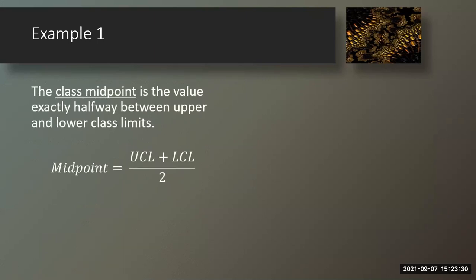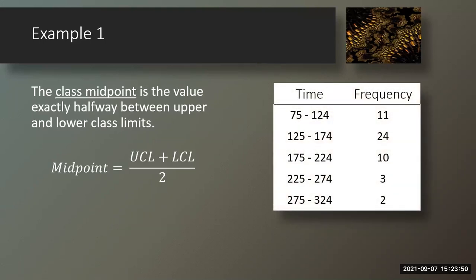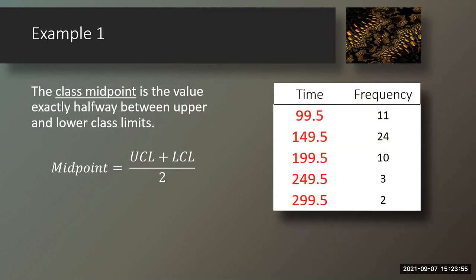The class midpoint is a value exactly halfway between an upper and a lower class limit. We actually need a formula here. You can see that formula. The midpoint is equal to upper class limit plus lower class limit. That's our numerator, and we'll divide that result by 2. So if we take a look at our data there, 99.5 is what I get when I add the upper and lower class limit and divide by 2 for the first class, 149.5, and so on and so forth. You can see them listed there.